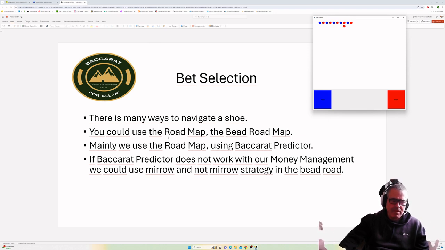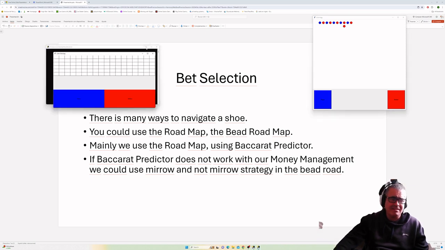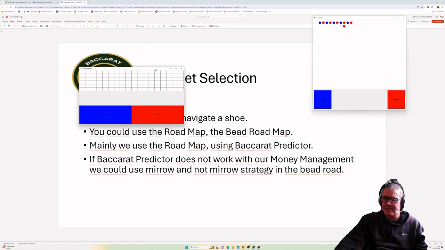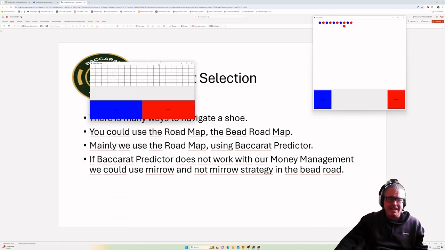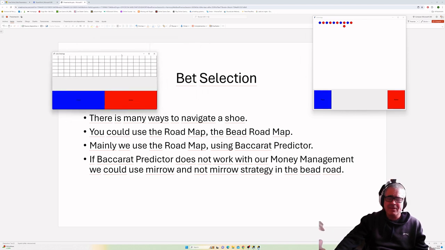So like I was explaining, the Baccarat predictor mainly uses the roadmap. It doesn't use the bet road. But there are a couple of guys who do use this one, and they do the dance.